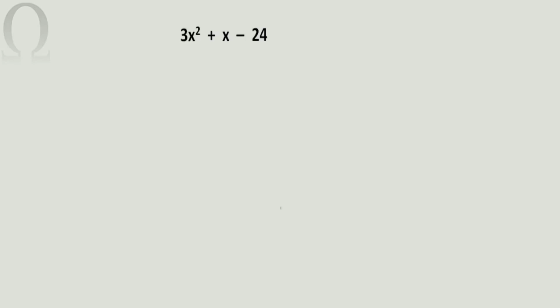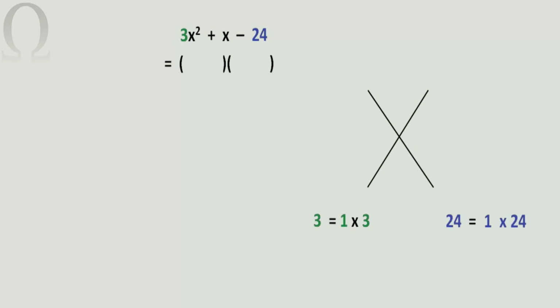Factorize 3x squared plus x minus 24. Again, we will use the cross method, since the coefficient of the first term is not 1, and the last term has multiple factors. The only factors of 3 are 1 times 3. The factors of 24 are 1 times 24, 2 times 12, 3 times 8, and 4 times 6. Since we only have one pair of factors for 3x squared, we can place these on the left. When it comes to 24, we will start with a pair of factors of 24 with the smallest difference.